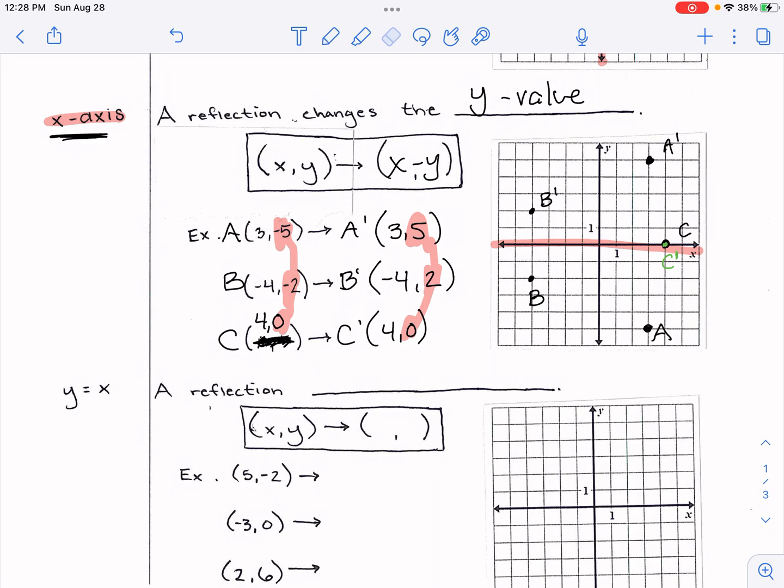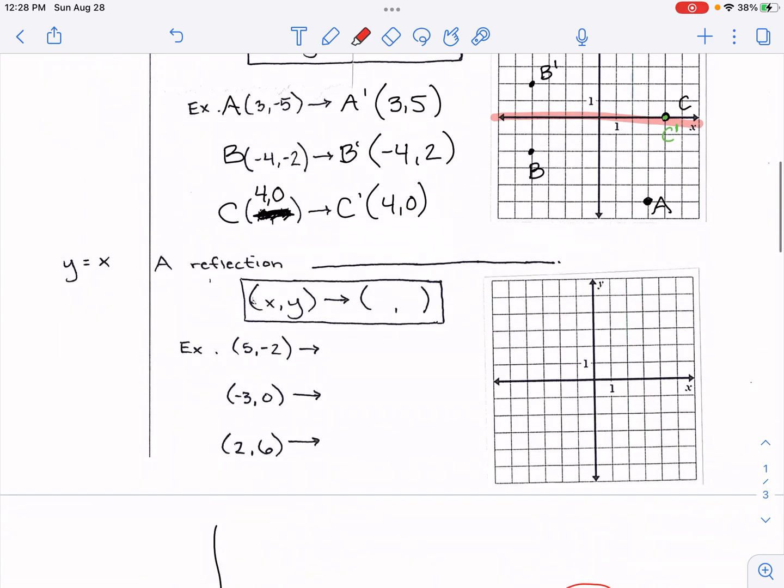Okay, let's go to the last one here. And that is reflecting about the line y equal to x. Now that is a diagonal line here. It goes from the origin and it's perfectly diagonal to the corners of the grid. Now the reason that this is y equals x is because if you graph any point that's on here, like this point here, that's the point 4, 4. If you graph this point, that's the point 1, 1. That's where the x and the y are equal.